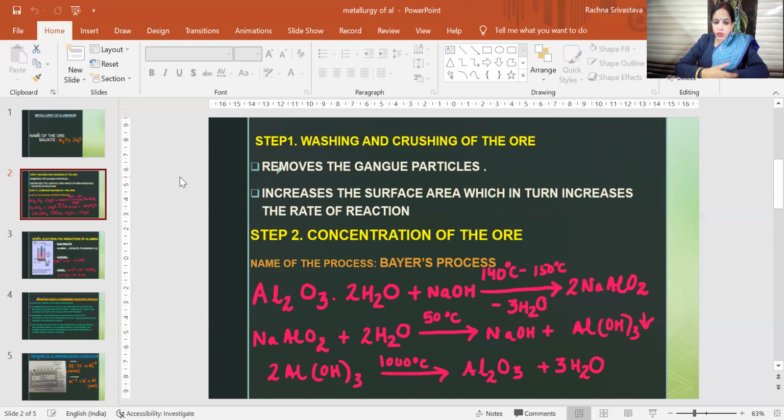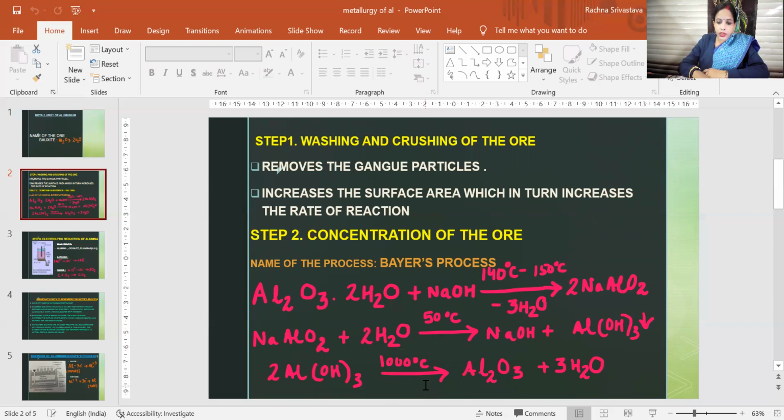Finally, your sodium aluminate is again treated with water at 50 degrees centigrade. The contents are heated and you get sodium hydroxide and aluminium hydroxide. Here you can see that for aluminium hydroxide I have used a downward arrow. You need to remember that when any product is released in the form of a gas, you make an upward arrow, because gases have the tendency to rise in the air. Whereas when you get a precipitate, a solid residue, it settles down at the bottom of the test tube, so we use a downward arrow.